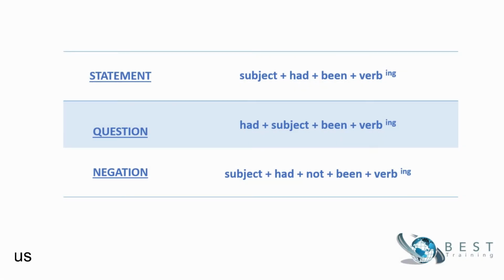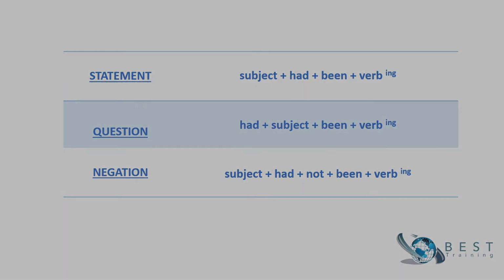Alright, let's talk now about the form of the past perfect continuous. It's also composed of three parts. The helper verb have in simple past, had, plus the past participle of be, been, and the present participle of any verb. Questions are indicated by inverting the subject and had. Negatives are made with not. In other words, the form is had plus been plus verb-ing.